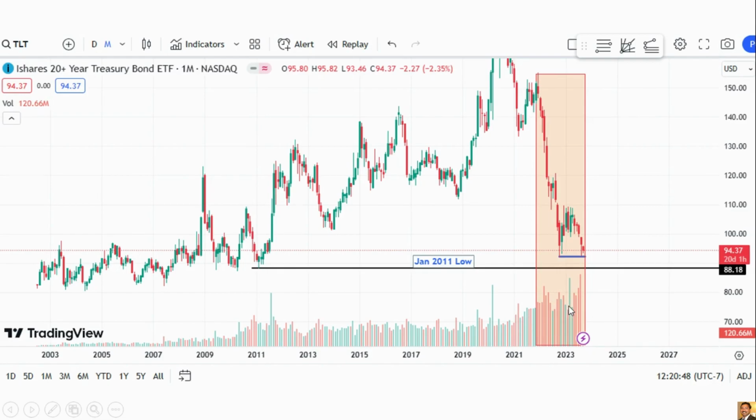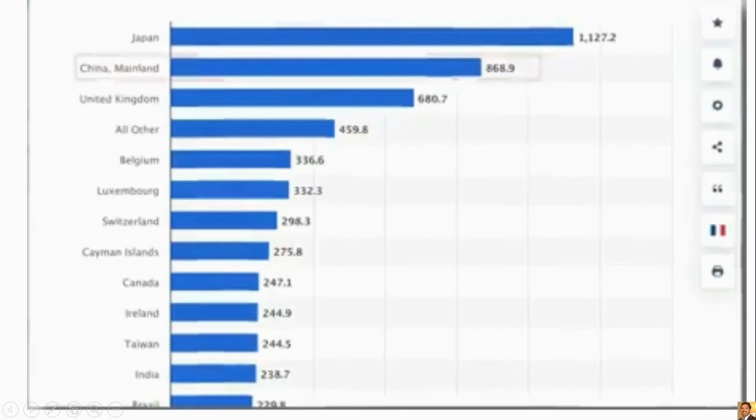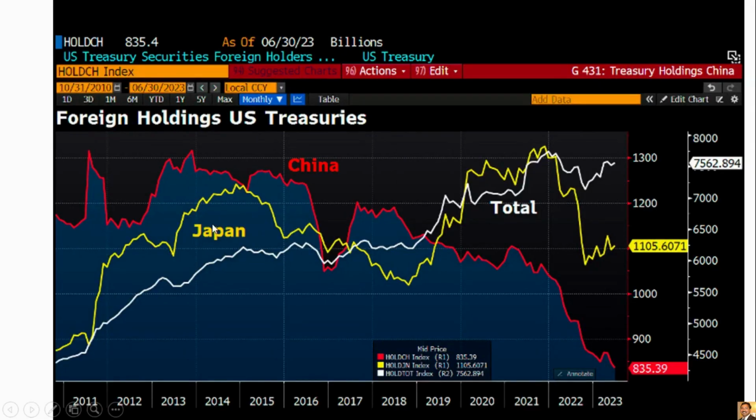And if you do a little deeper analysis of the treasury bonds, US Treasury bonds are mainly held by a lot of other countries like Japan, China, and the United Kingdom. Japan holds about 1.2127 trillion, and China about 868 billion. And both Japan and China have been selling huge amounts in the last couple of months.